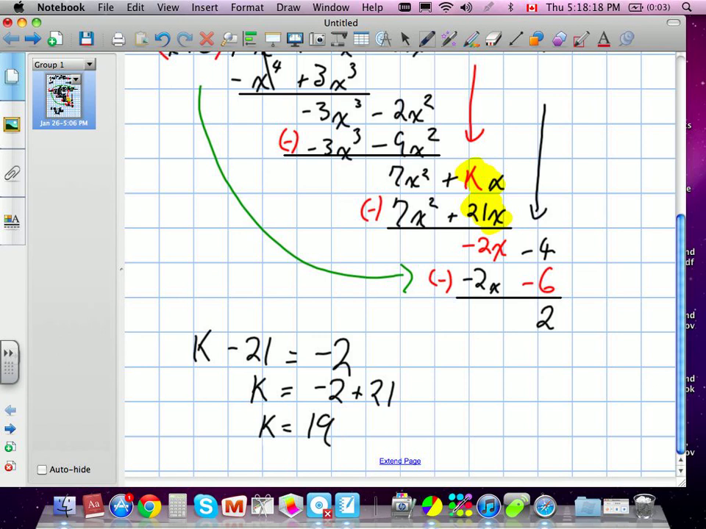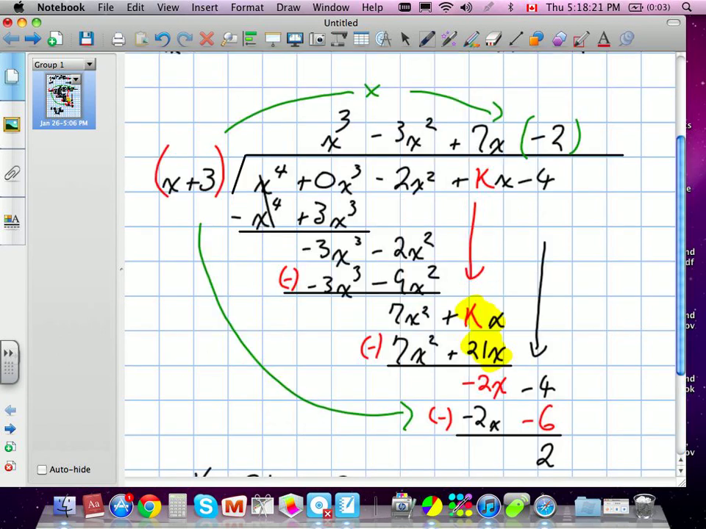So what this says is, and let's make sure this idea works, it's saying that our k value should be 19. So if k was 19, okay, let's work through this. We multiplied this 7x times that, we would get 7x squared plus 21. 19 minus 21 would give us negative 2. So we have negative 2x minus 4. That's what would come down. We would then multiply by negative 2, right, to get rid of this. So we'd have negative 2x minus 6. These cancel out. Negative 4 minus negative 6 gives us a remainder of 2.